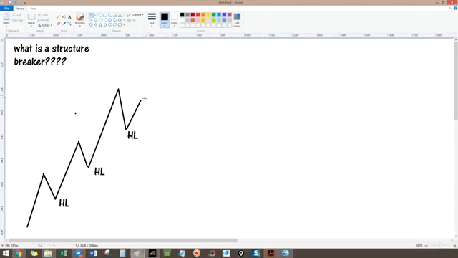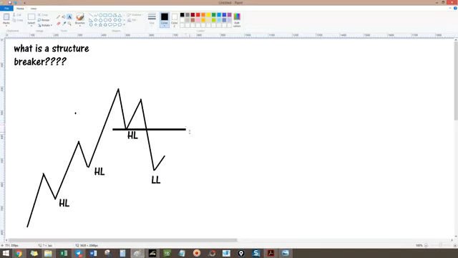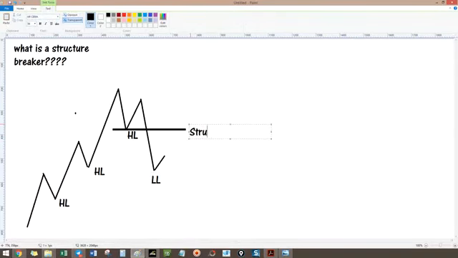Then it does something like this, and it broke this. Create a lower low. This is the structure breaker. Structure breaker.